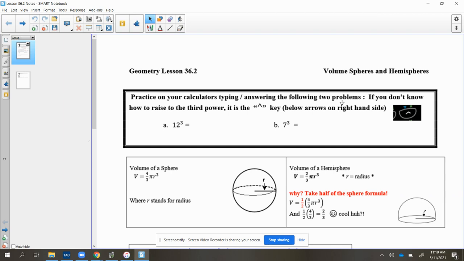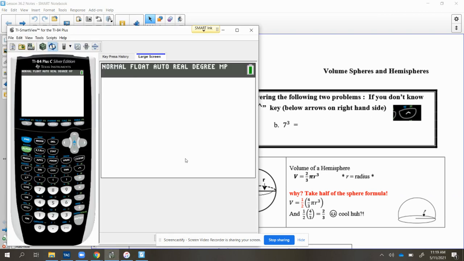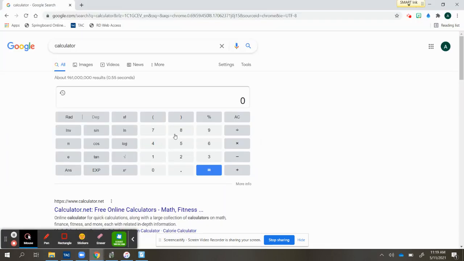In order to calculate the volume of spheres and hemispheres, we have to use our exponent button, the one with the little caret on our calculators found right here. So if we're going to calculate 12 to the third power, with the caret and 3 in there, we get our total of 1,728. Or if we're using the computer here, again 12 caret 3 on Google to get our answer there.